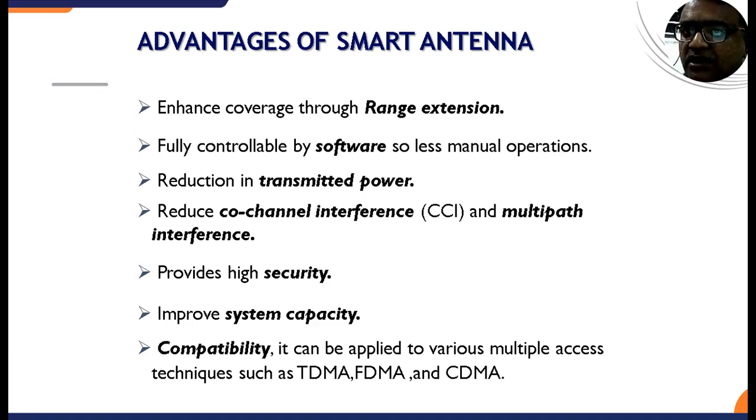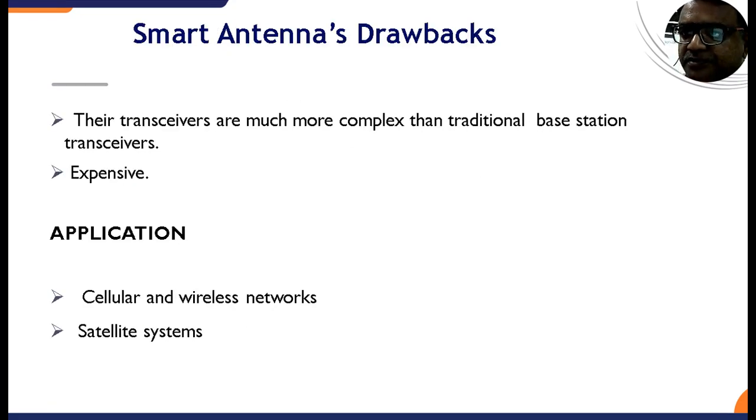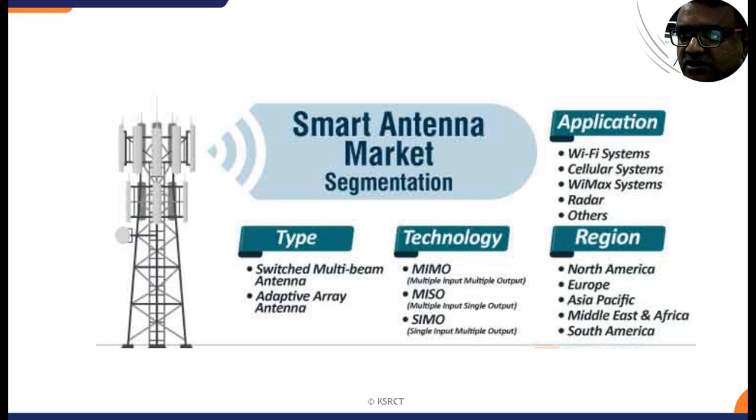So the advantages of smart antennas: enhanced coverage through range extension, fully controllable by software so less manual operation, reduction in transmitted power, reduced co-channel interference and multipath interference, high security, improved system capacity, and high compatibility, so they can use techniques like TDMA, FDMA, and CDMA. The drawbacks are that the transceiver block is more complex than a traditional base station transceiver, and it is highly expensive. Applications are in cellular and wireless networks and satellite systems.